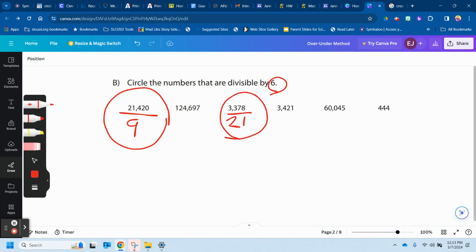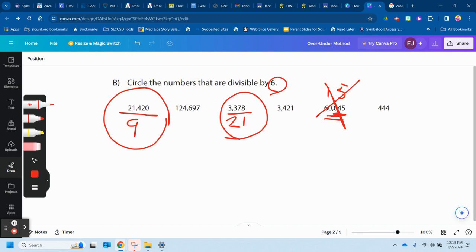Okay, so let's look at, I don't want to look at them all. 6 plus 4 plus 5, I get 15. Oh, that's divisible by 3. However, is this number even? 660,045. Is that even? No. So that is not divisible by 6.